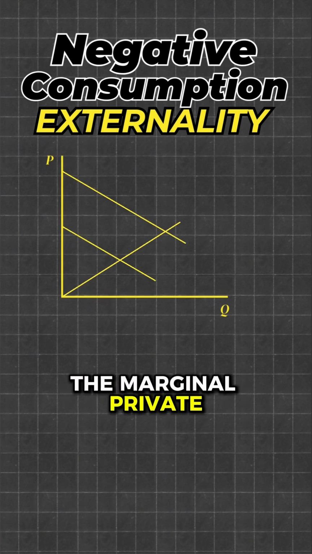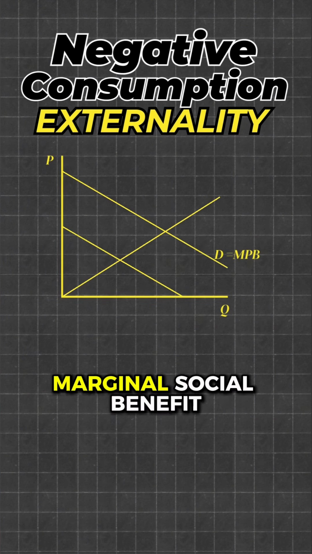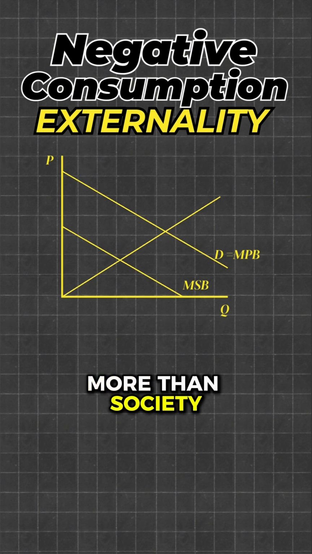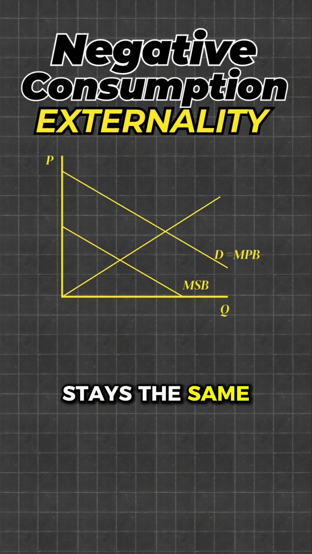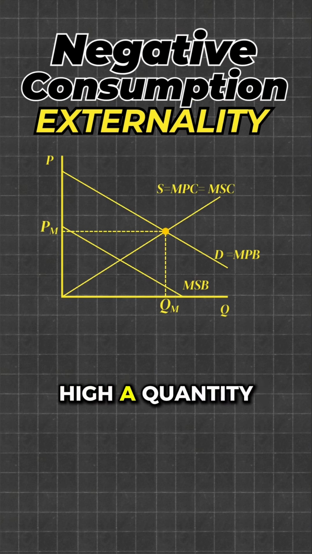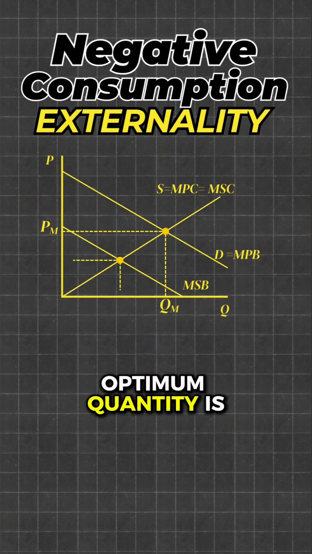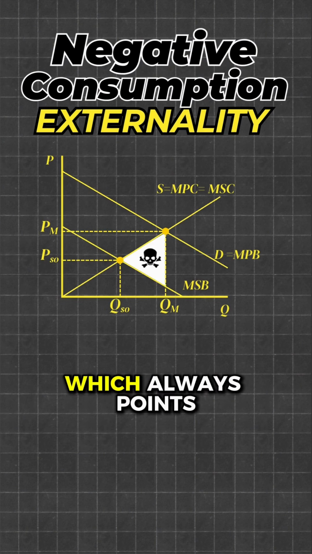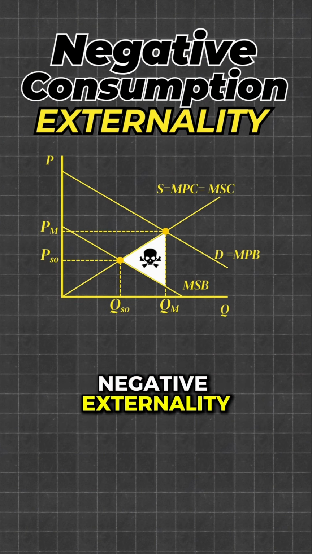The marginal private benefit curve sits above the marginal social benefit curve because private consumers value the good more than society does. The supply curve stays the same since the issue is with consumption, not production, and it's equal to the marginal private costs and the marginal social costs. The market ends up at too high a quantity, while the socially optimum quantity is lower. The gap between these points forms the welfare loss triangle, which always points left for a negative externality.